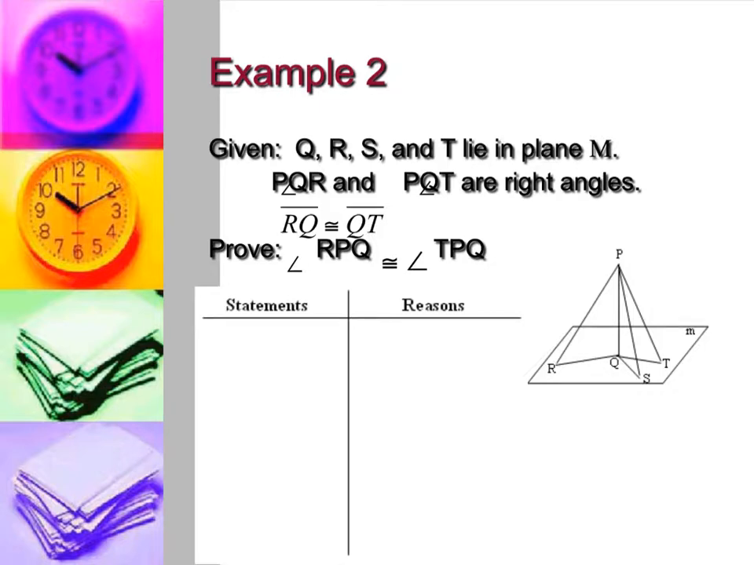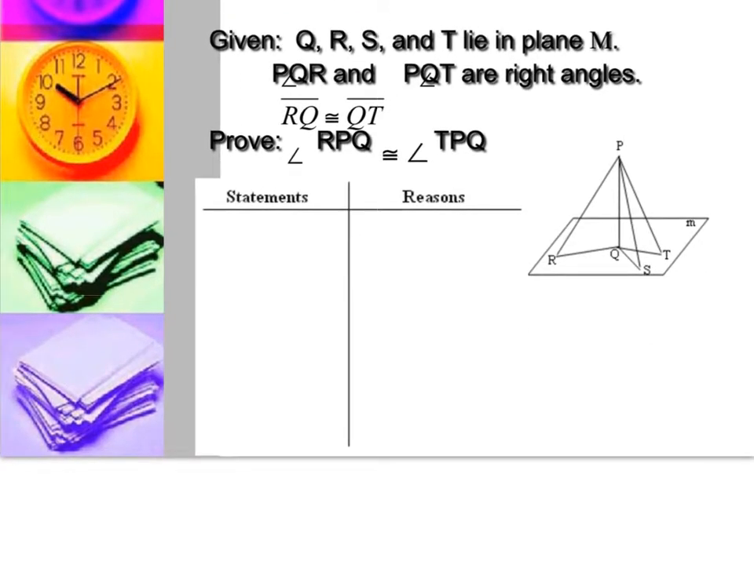A great way to end the lesson. This is the last one. It says, given Q, R, S, and T lie in plane M. That is important. They're coplanar. It says that angle PQR and angle PQT are right angles, and RQ is congruent to QT. Prove angle RPQ and TPQ are congruent. Okay, give myself a little more room.